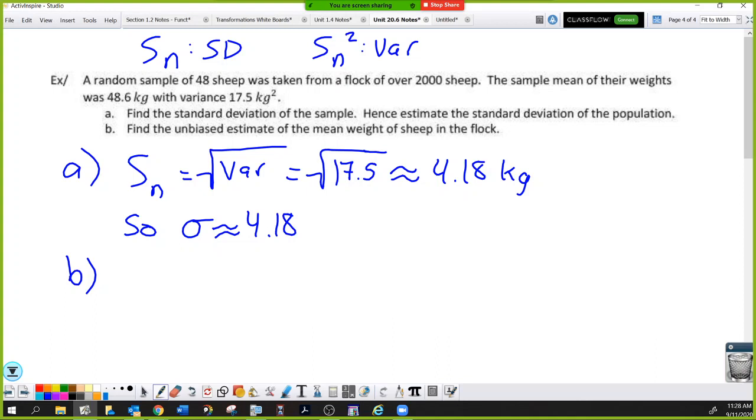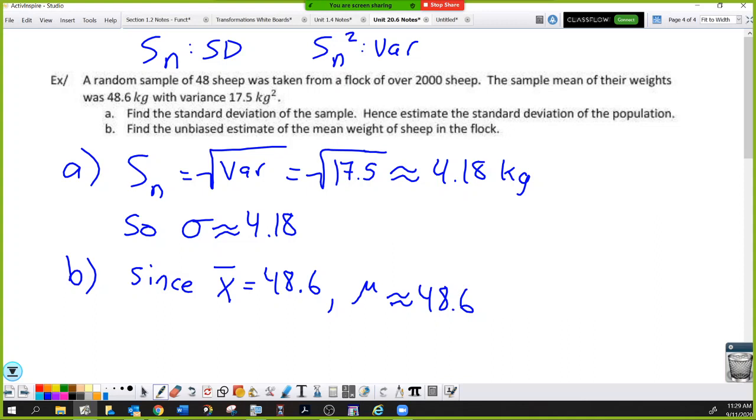Part B says, find the unbiased estimate of the mean. Well, since x bar equals 48.6, mu would be approximately 48.6. Ta-da! It's that easy. It's no work to do. That's the point. The sample information is used to estimate the population information.